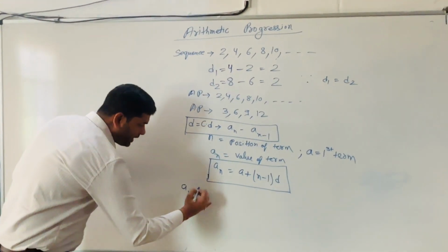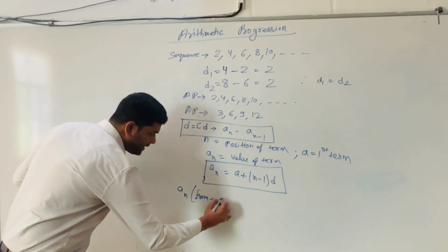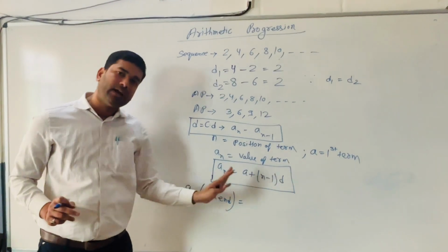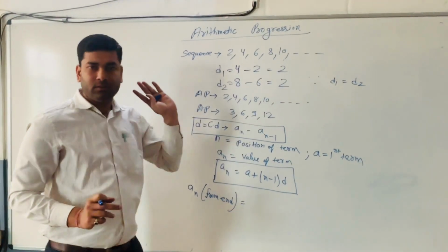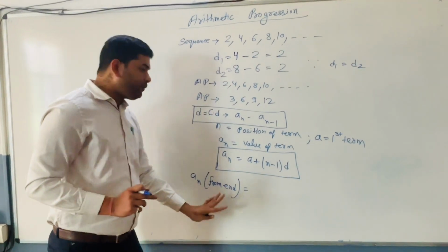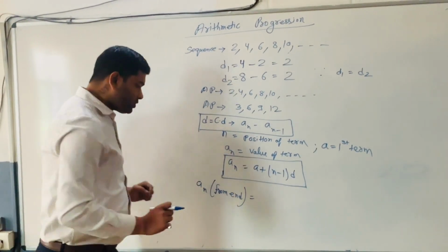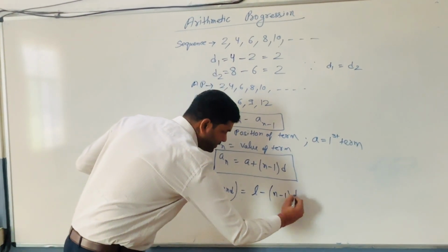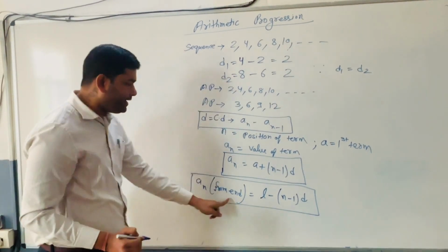So if we want to find the formula for the nth term from the end, because this is from the beginning. By default, if nothing is written, that means it is from the beginning only, because we always count the numbers from the beginning. And if anybody asks you to find the last 10 terms, here the formula will be L minus (n minus 1) times d. This is the formula for finding the nth term from the end.